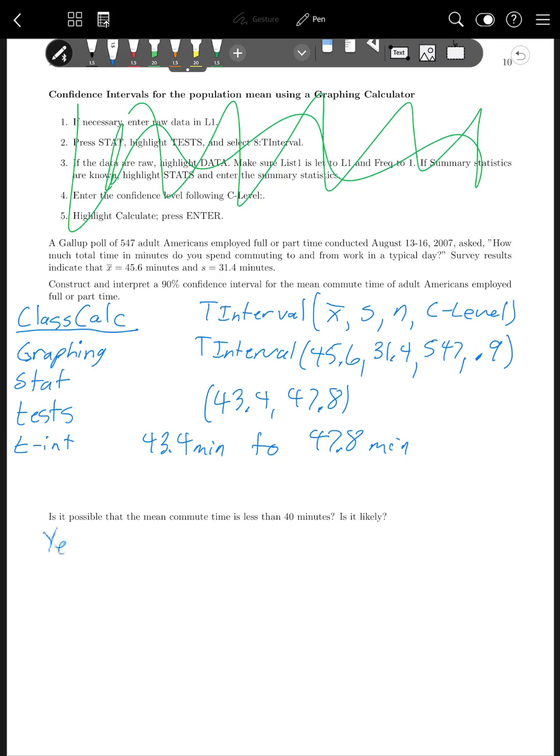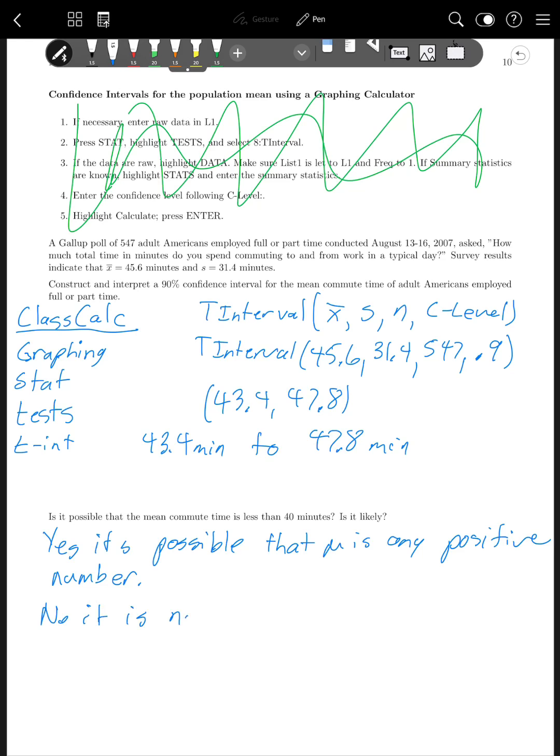Okay? So then the second question here says, is it possible that the mean commute time is less than 40 minutes? Well, less than 40 minutes is not an interval. So is it possible? Well, yes, it could happen. You know, pretty much anything could happen, except you couldn't have a negative commute time in this problem. But is it likely? No.